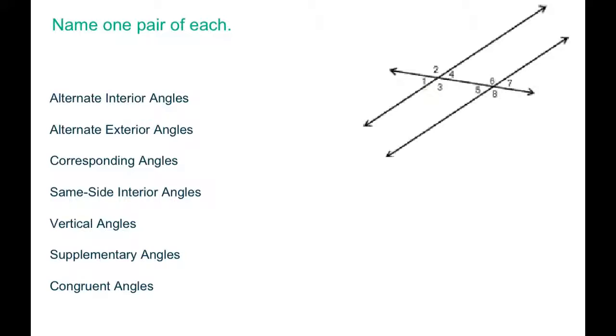All right, so alternate interior angles. That would be angle 3 and angle 6. They're on different sides of the transversal and they're interior. Also angle 4 and angle 5.